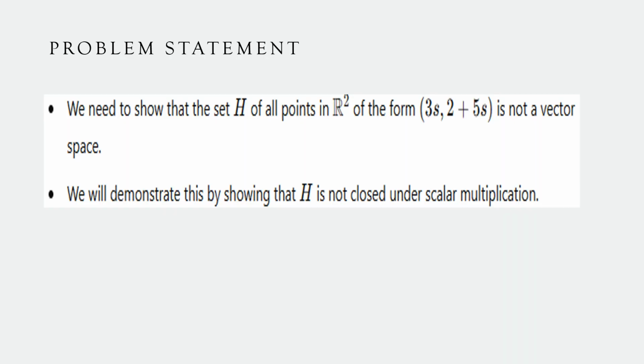Our problem statement wants us to show that the set H of all points in R squared of the form (3s, 2 + 5s) is not a vector space. To do this, we'll demonstrate this by showing that H is not closed under scalar multiplication.